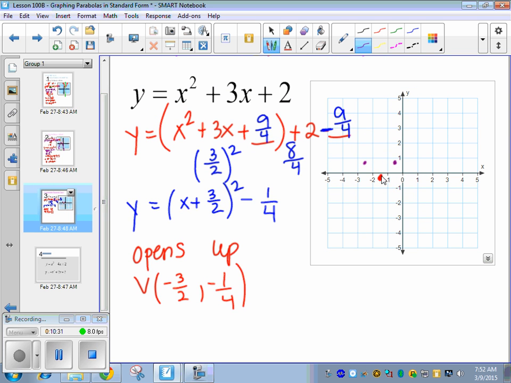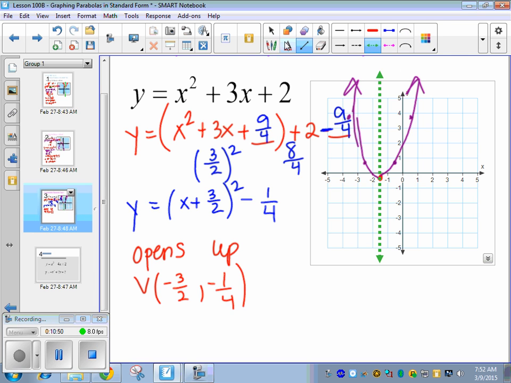And then we're going to go 2. So 1, 2, and then up 1, 2, 3, 4. So you should be just a little bit below 4, and you can match it over on the other side here. And drawing your axis of symmetry. So the graph cuts through at -3/2, or -1.5 if you want to put that.